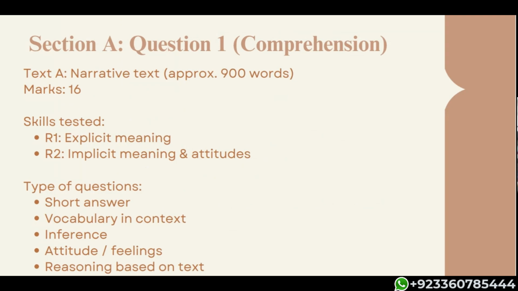Now, the types of questions here will be short answer, vocabulary based questions, and inference. You have to infer the information from the text, the attitudes and feelings.